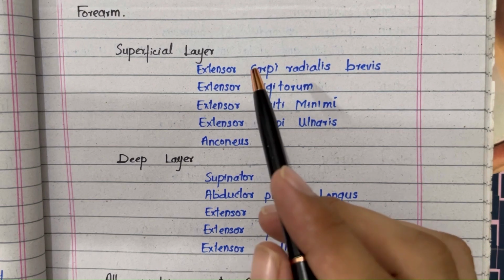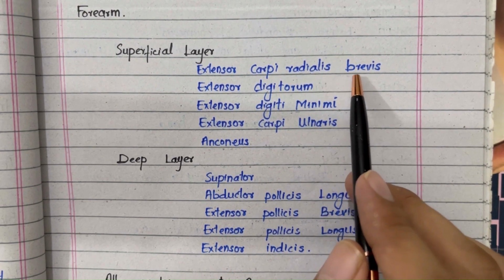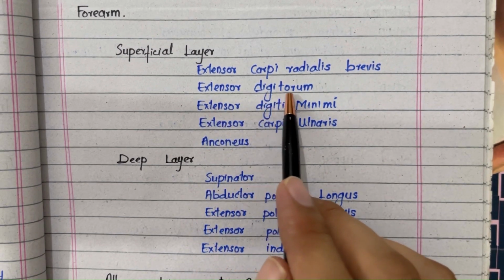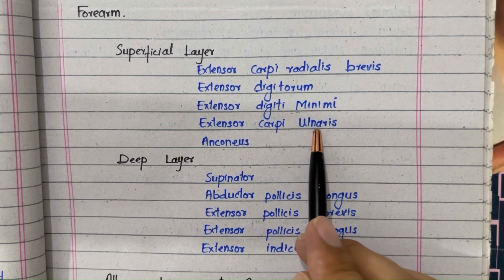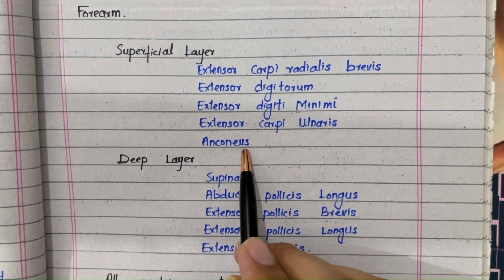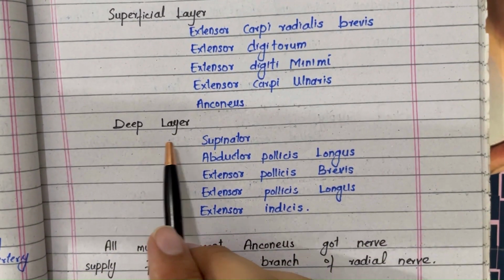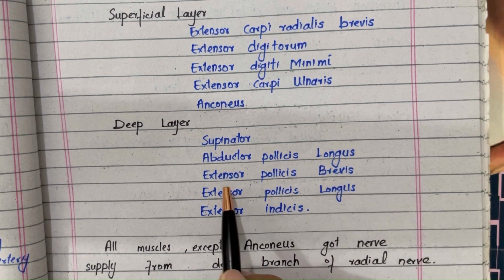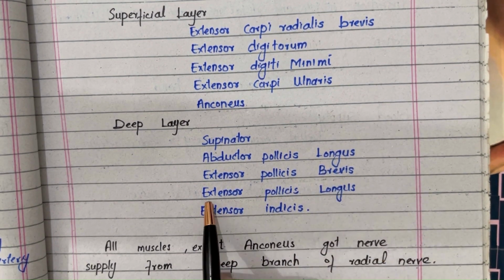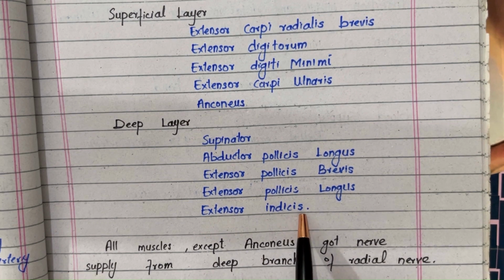The muscles in the superficial layer are the extensor carpi radialis brevis, the extensor digitorum, the extensor digiti minimi, the extensor carpi ulnaris, and the anconeus muscle. While the muscles in the deep layer of the posterior compartment of the forearm are the supinator, abductor pollicis longus, extensor pollicis brevis, the extensor pollicis longus, and extensor indicis.